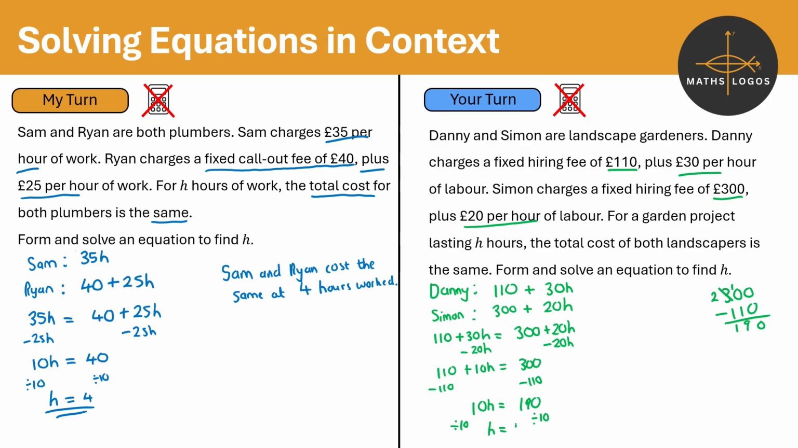So h is equal to 19. We'll then put that in the context of the question. What it means is at 19 hours of work, Simon and Danny would cost the same.